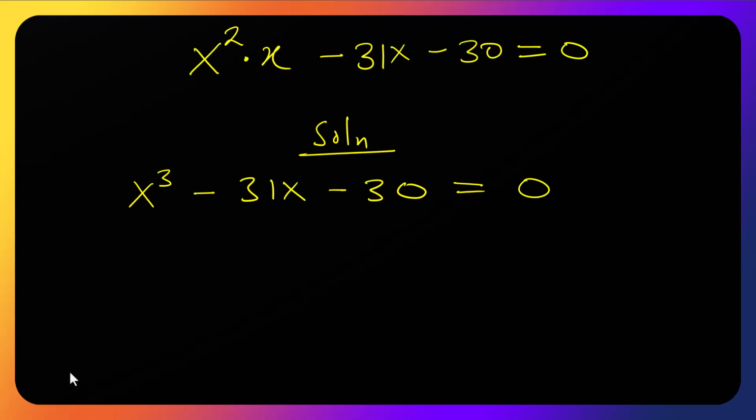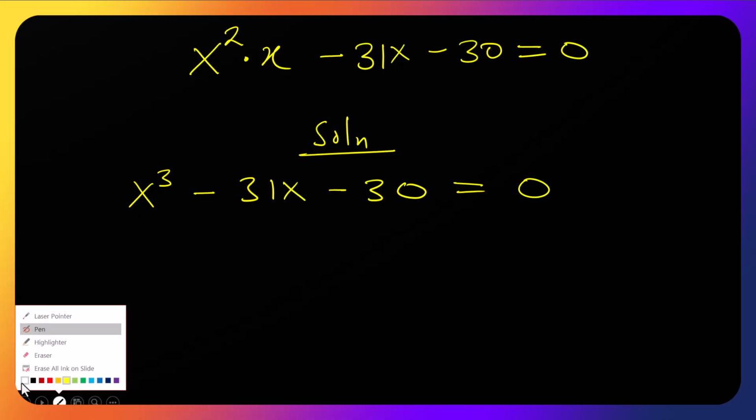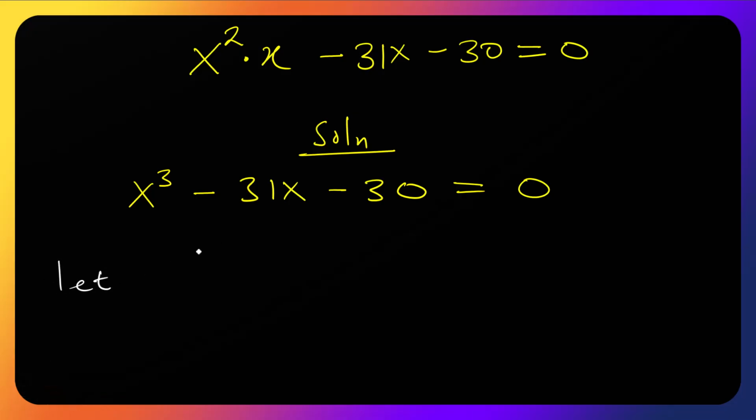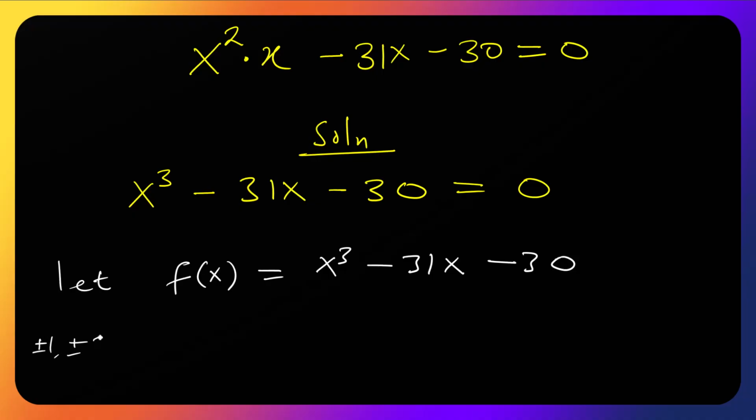Now let's look for the first factor, okay? So let f of x be x cubed minus 31x minus 30. Okay, so let's use this together. So plus or minus 1, plus or minus 2, plus or minus 3. So we want to look for the first factor. Now, if f of a is equal to 0, it means x minus a is a factor of this polynomial. So we are going to try with plus 1 or minus 1 to see if we get 0, so that we can look for the first factor.